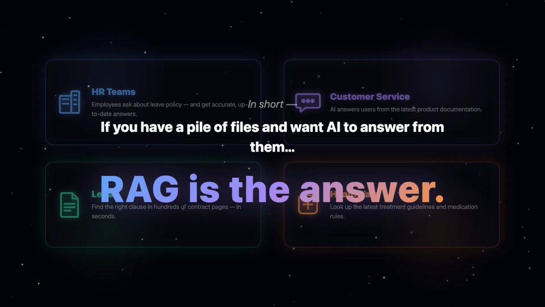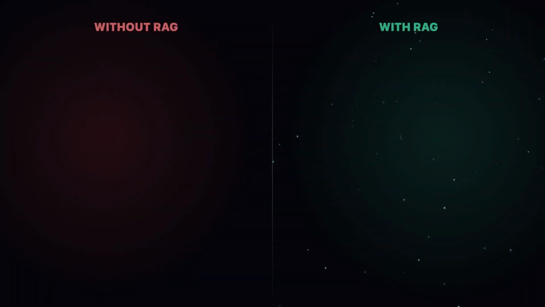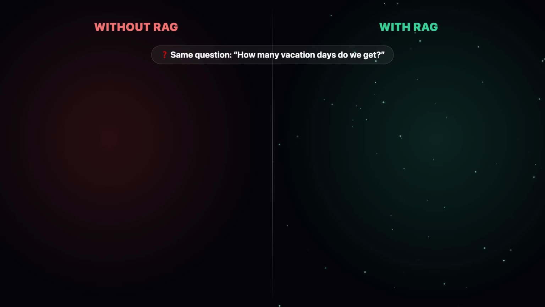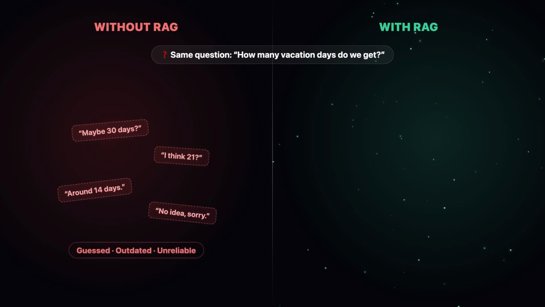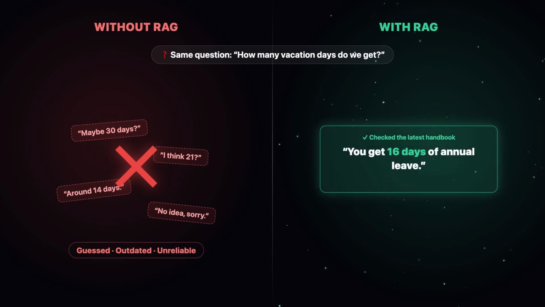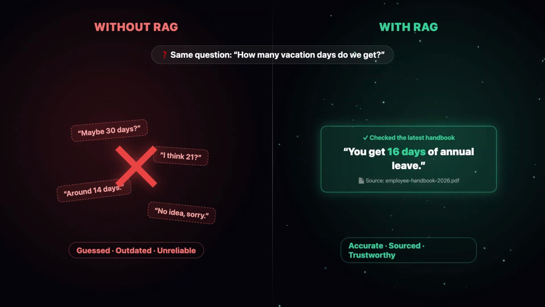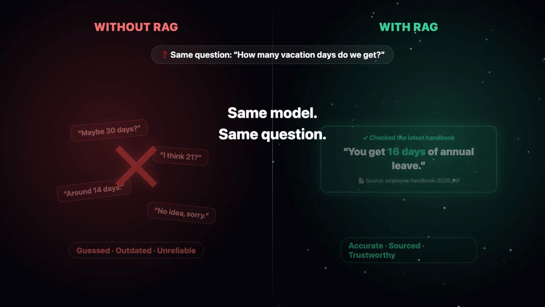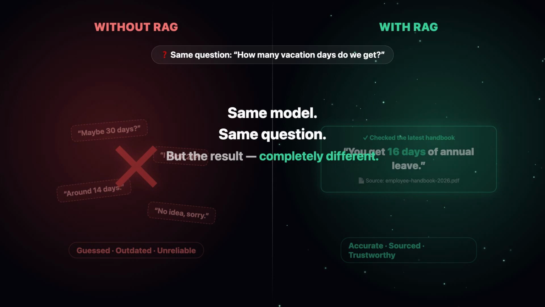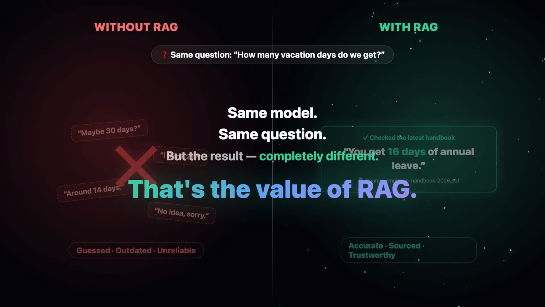Let's do a direct comparison. Same question. How many annual leave days does the company give? Without RAG, the AI guesses from memory. The answer might be outdated or completely wrong. With RAG, the AI checks the files first, finds the latest 2026 handbook, tells you it's 16 days, and includes the source. Same model, same question, but the result is completely different. That's the value of RAG.